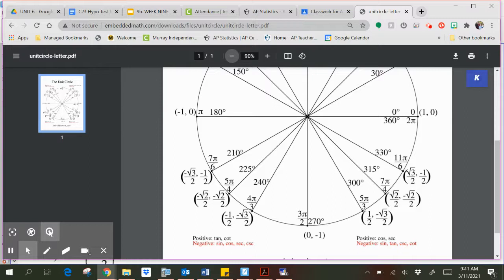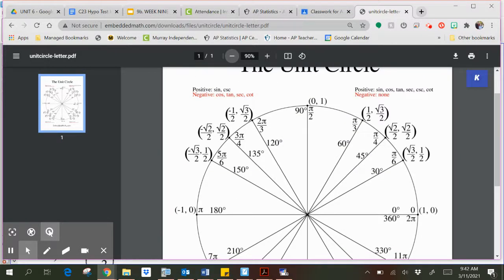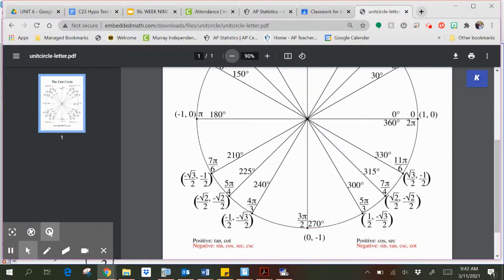So like 11 pi over 6, that's the same thing as negative pi over 6. 7 pi over 4, that's the same thing as negative pi over 4. 5 pi over 3 is the same thing as negative pi over 3. And 3 pi over 2 is the same thing as negative pi over 2. It's like counting backwards, right? You have this top quadrant, and I'm just counting the same way, going the opposite direction, okay? So if I ask you what the arc sine of negative 1/2 is, the answer is going to be negative pi over 6.